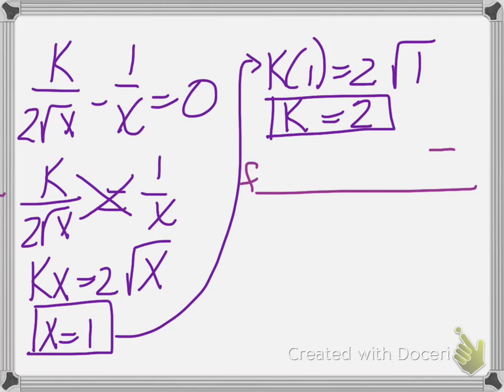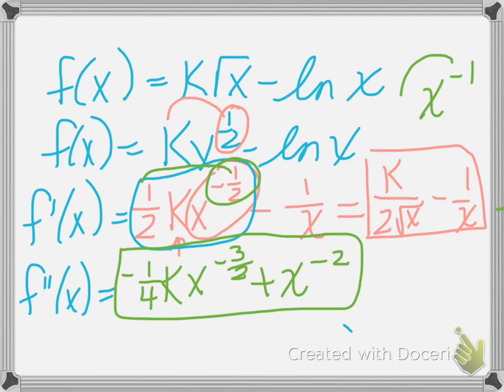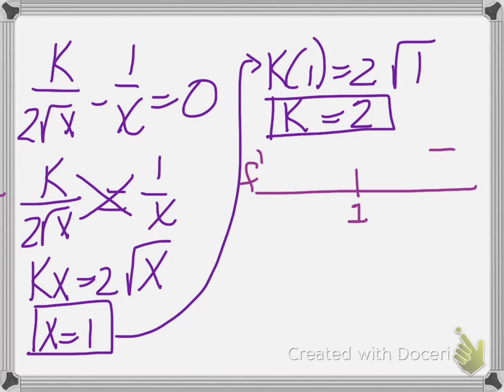There we go. Into f prime, and you're going to put 1 on there. Now, as long as you see a sign change, that means that there is definitely a critical point. So just keep in mind that this is our derivative right here. So you're going to take a number that is smaller than 1 and you're going to substitute it into the derivative.